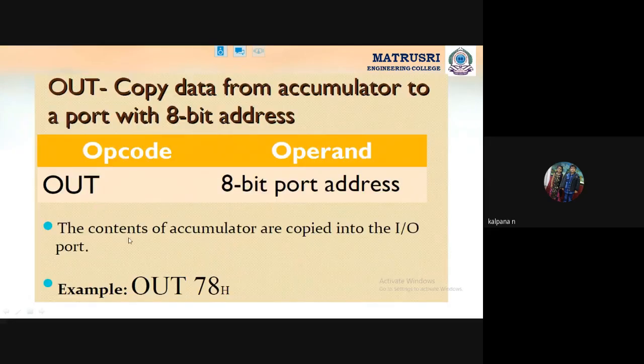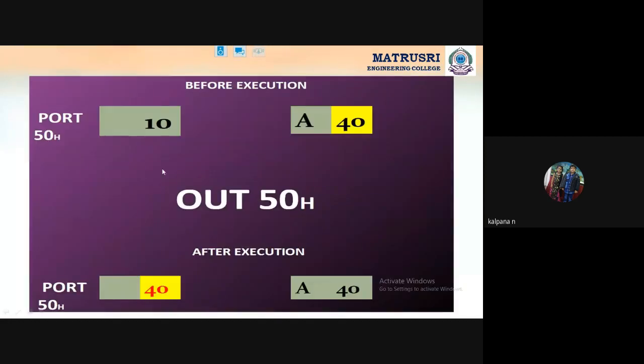Out. Here also we give a port address. OUT 50H means the data present in the accumulator will be moved to this port address. Before execution, A consists of 40. After execution of OUT 50H, we are moving the data present in A to the 50H port.